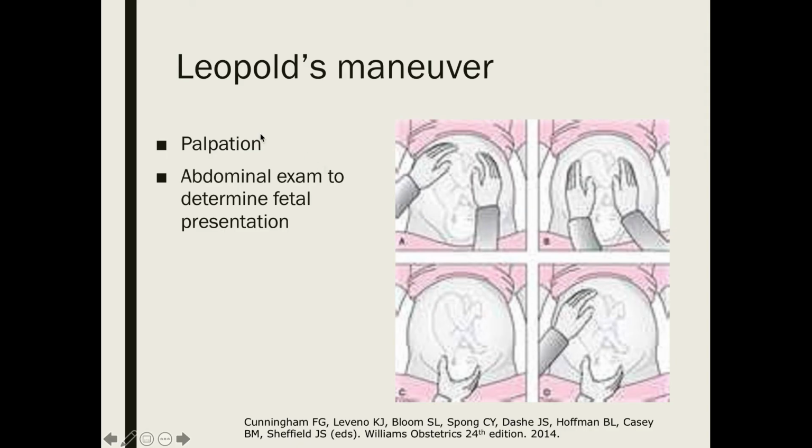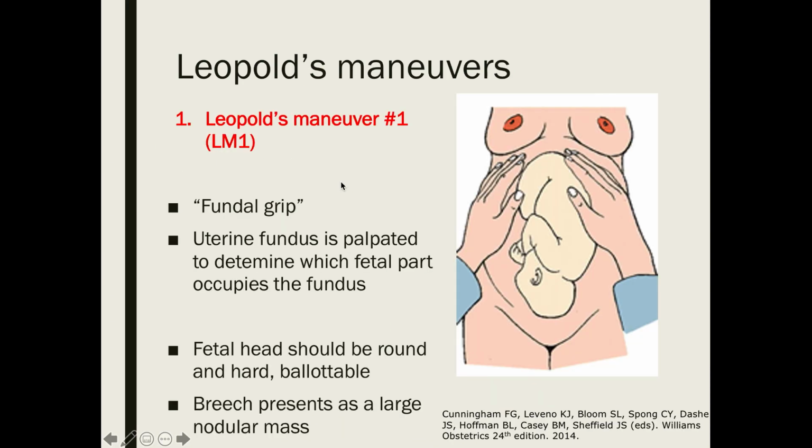Okay, so for the palpation, we also have what we call the Leopold's maneuver. And this is an abdominal exam to determine the fetal presentation. Okay, for Leopold's maneuver 1, this is what we call the fundal grip. For this maneuver, we will put both our hands in the fundal area. So we palpate the uterine fundus to determine which fetal part occupies the fundus. The fetal head should be round and hard and ballotable. And if we feel for the fetal breech, such as you see here in this picture, then this will feel like a large nodular mass.